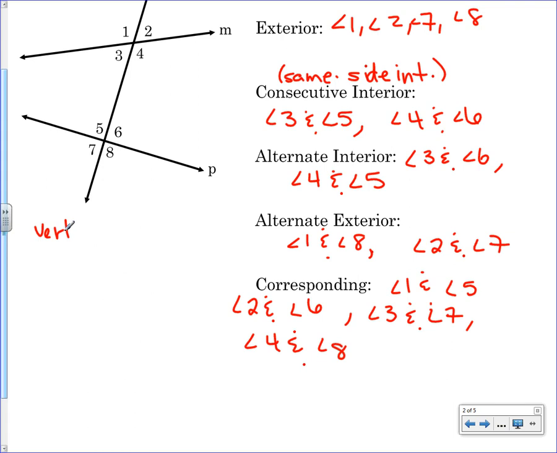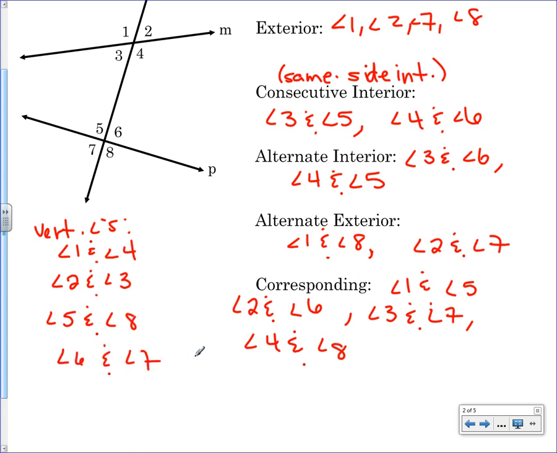Okay? Vertical angles. I'm going to say angle 1 is vertical with 4. Which means what, by the way? What's that mean? They're the same. They're congruent, right? So angle 1 and angle 4, angle 2 and angle 3, angle 5 and 8, angle 6 and 7. Very good. If you need to write the verticals down, go ahead.